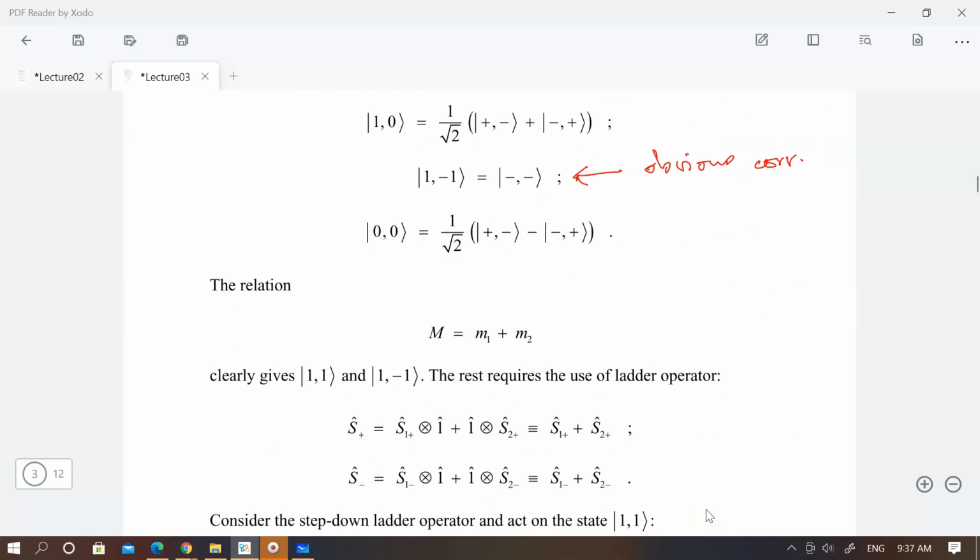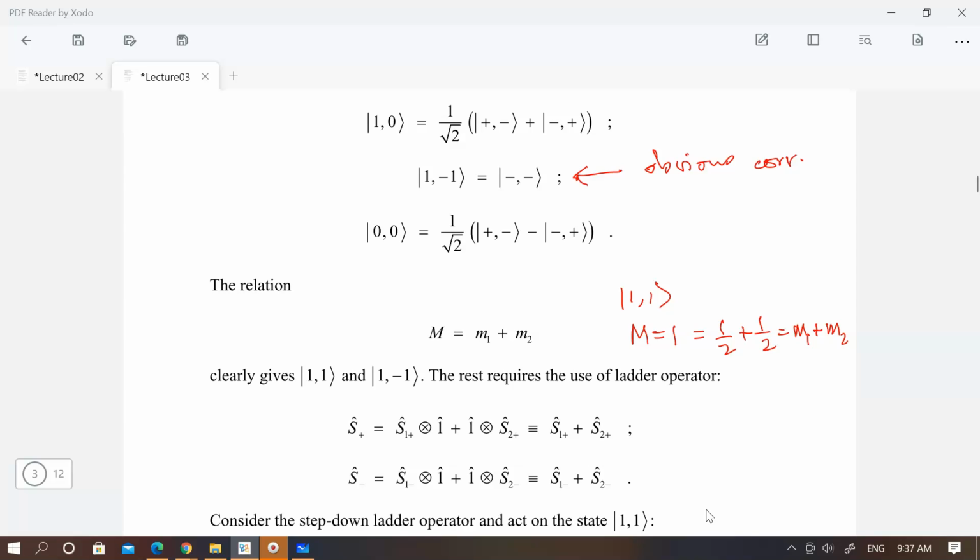The most obvious relation here is m equals m1 plus m2. This m is from the total spin, and these are from the individual spins. So for example, the one state corresponding to this will have m equals 1, which is a half plus a half, that is m1 plus m2. Similarly for minus 1, m equals minus 1, and this will be minus a half plus minus a half, which is the m1 and m2.